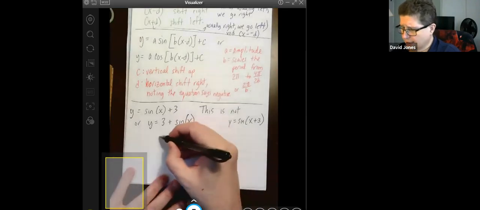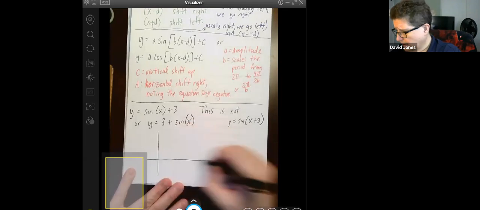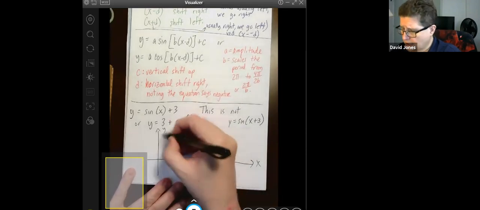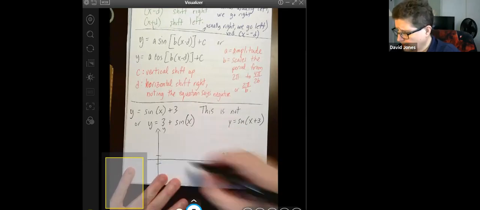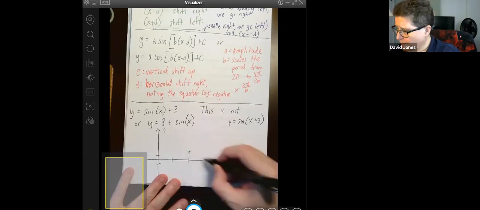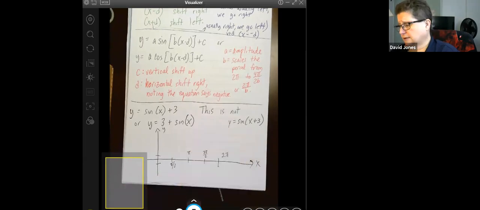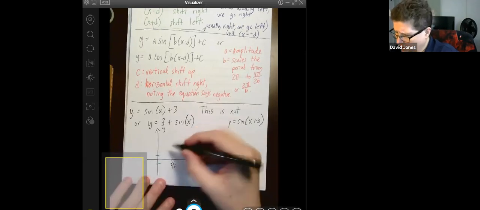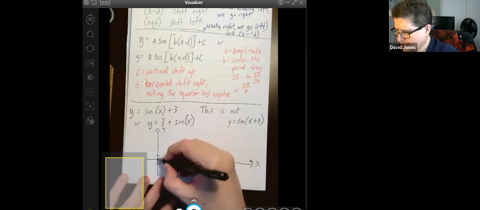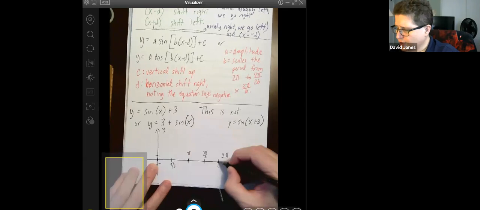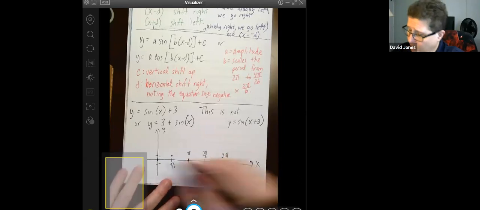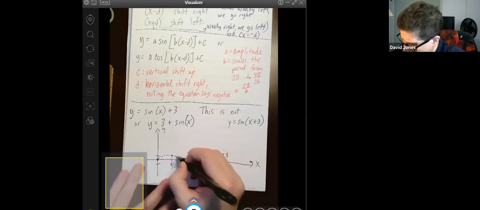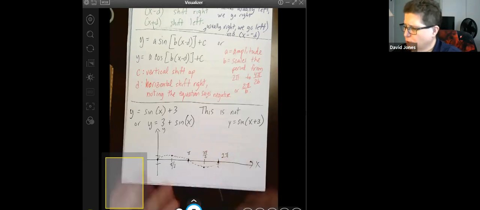So sine of x. Here's our 2 pi. Our midpoint is pi. Then we've got pi over 2, 3 pi over 2. And we normally start at 0. The midpoints and endpoints are the same. Pi over 2 is at 1. 3 pi over 2 is at negative 1. So I'm putting it in with a dotted line.